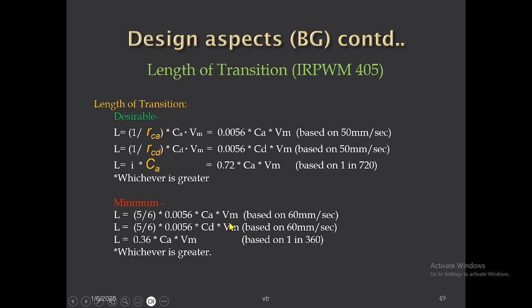This is the minimum one. This is desirable. This is only in the case of any space restriction, you have to go for that. Otherwise, normal, standard, and desirable and preferable is only this. Out of three equations, whatever value we are getting more, that will be our length of transition.